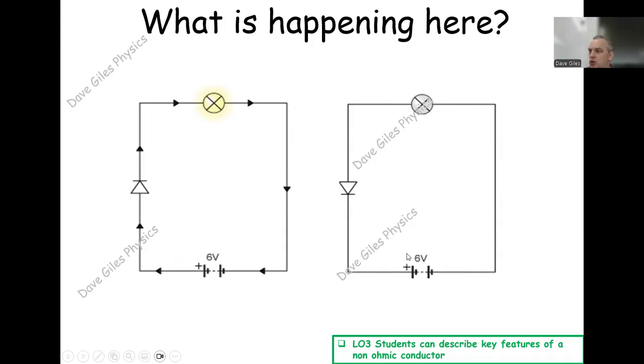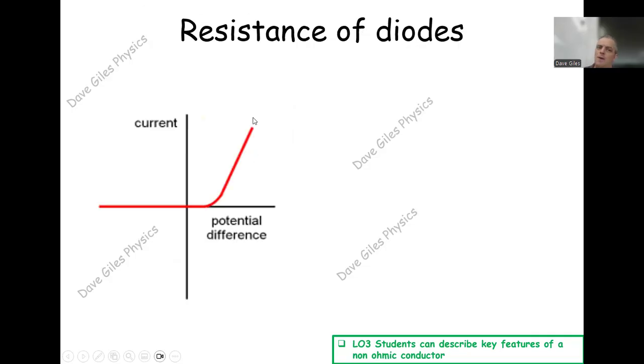Now the diode's turned around or reversed. The battery, 6 volts, is putting the diode in reverse bias, so no current will flow, or very, very little. We'll assume it's 0. So if you plot current against voltage, what you'll see is in reverse bias, no matter how big the voltage is, you're not getting any current flowing.